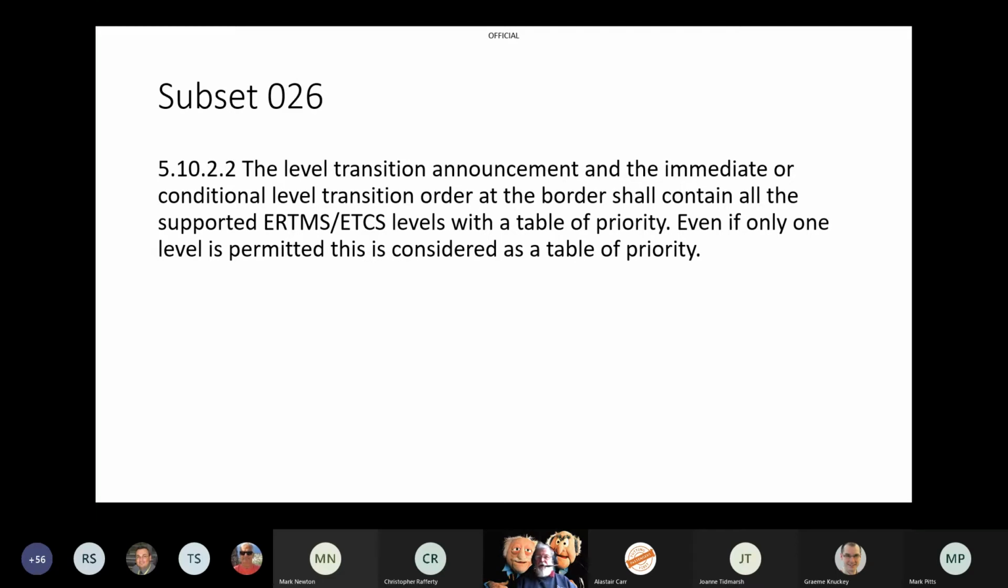In chapter 5 of Subset 26, it tells us that when we announce or instruct the train to change levels through a level transition order, we include within the message the supported levels using a table of priority. And even if there is only one level in that table, it is still regarded as a table of priority, a little bit like balise groups can actually consist of just one balise. So the trackside, as part of the level transition announcements and level transition order, announces the priority table.